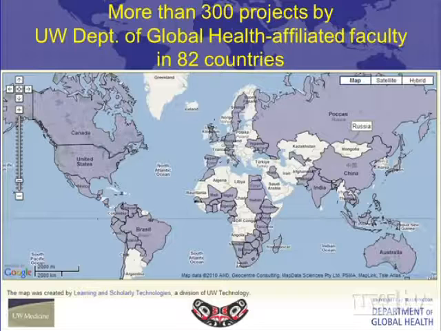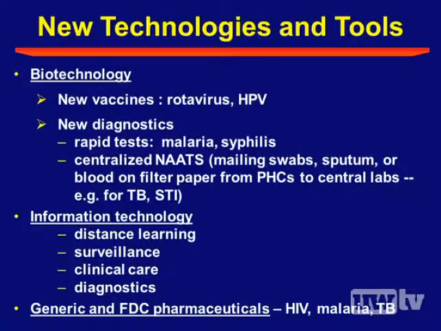So in terms of new technologies and tools, in biotechnologies, the two hottest new vaccines are the rotavirus vaccine, both from Merck and from Glaxo. Now out in the field, they've done well in the developing country trials and are having an impact in the United States, and will have an impact on infant diarrhea in developing countries. And the human papillomavirus vaccine for preventing cervical cancer in women.